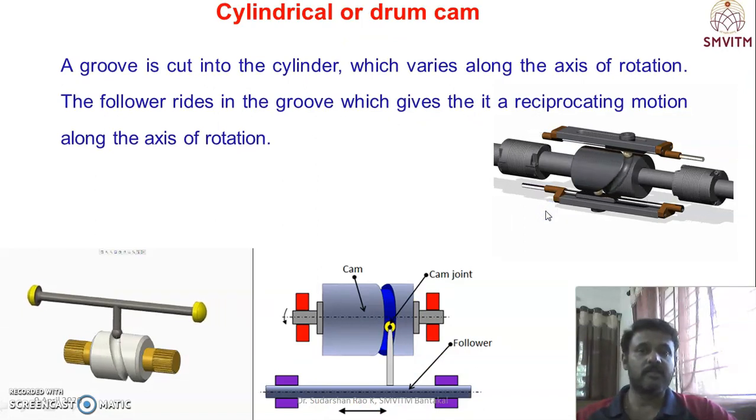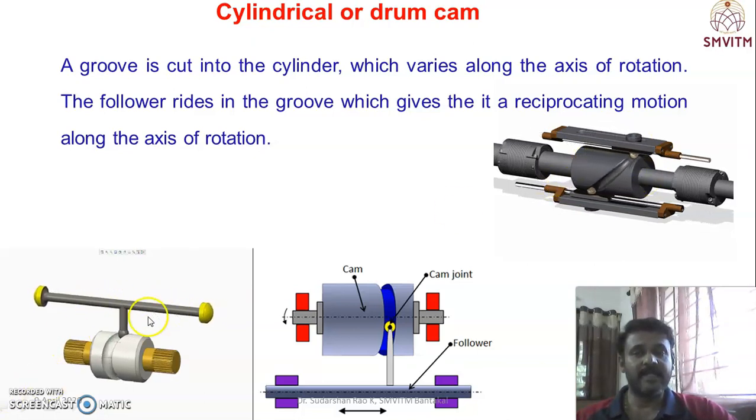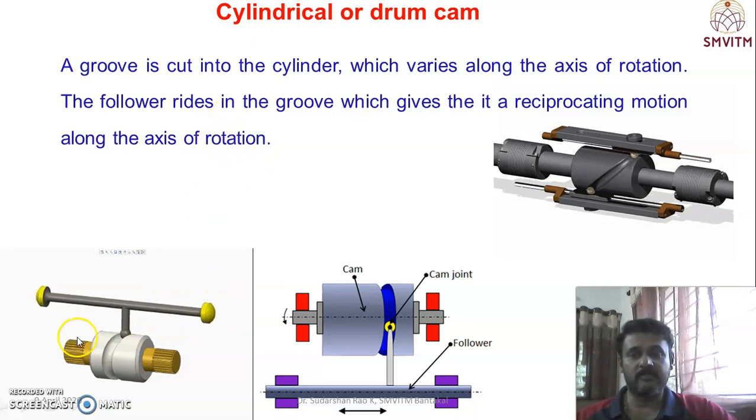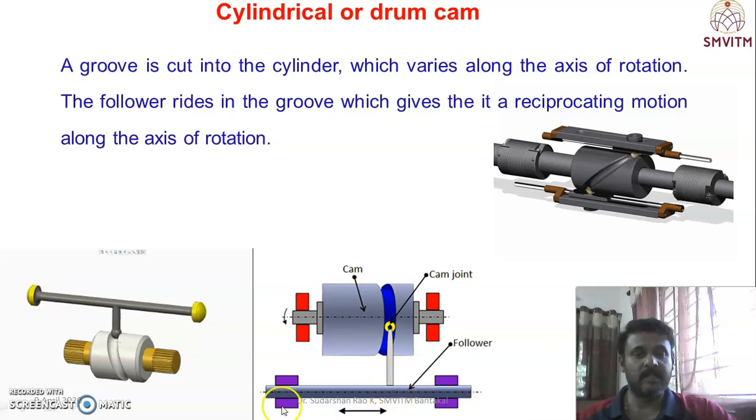Then the cylindrical or drum CAM. In this, a groove is cut on the circumference of the cylinder which varies along the axis of rotation. The follower rides in the groove, which gives it reciprocating motion along the axis of rotation. This is the CAM, that is the cylinder, and the groove is cut here, and the follower will reciprocate.